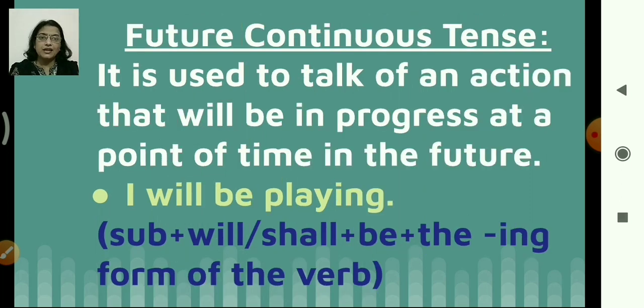Future continuous tense. Again, the continuous, going on. It is used to talk of an action that will be in progress at a point of time in the future. So what will it be? I will be playing. So you will have the subject plus will or shall plus be plus the ing form of the verb. That is the continuous tense, also called the future progressive tense.